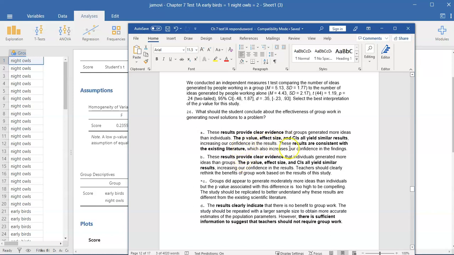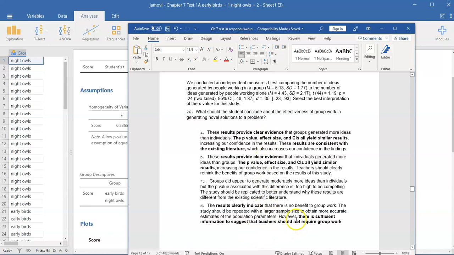The p, effect size, and confidence intervals all yield similar results. That's not true. Again, as I've indicated, if you interpreted the p-value and the D, they would suggest different conclusions. And the results are consistent with the existing literature. No, if you read the scenario, the previous literature would have suggested that we would have found a compelling p-value here, and we did not. Okay, again, same thing wrong with B as I've described in A.